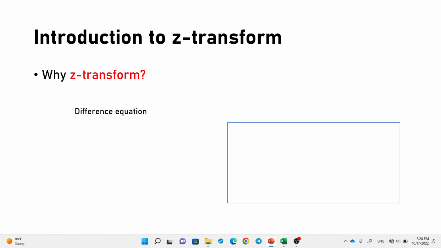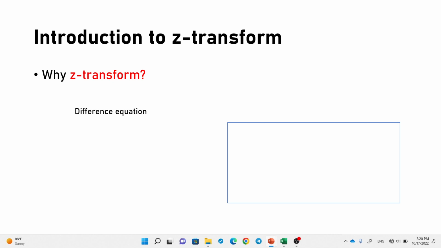So if you have a continuous system represented by a dynamic equation in the form of an ordinary differential equation, you can transform it into the Laplace domain so that you can make analysis. You can also manipulate the interconnected system, several systems together, and then you can do the inverse Laplace transform to get the solution in the time domain.